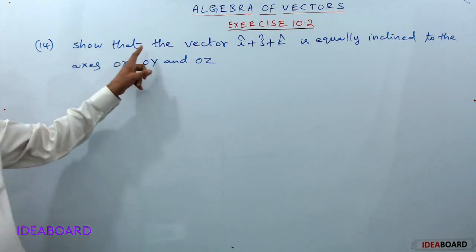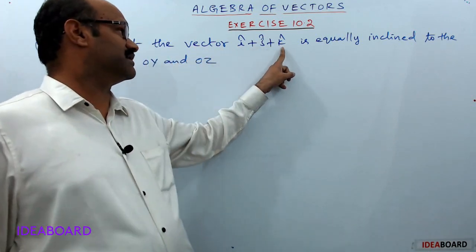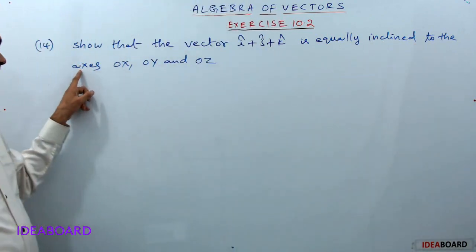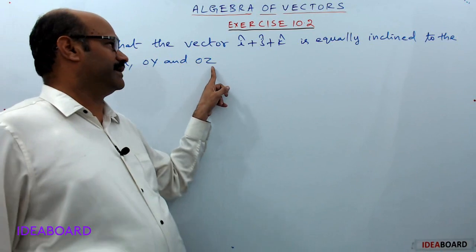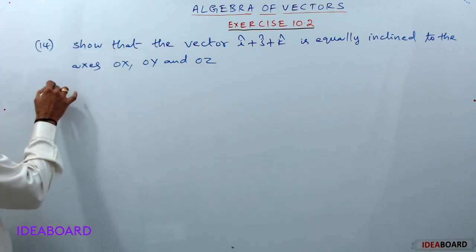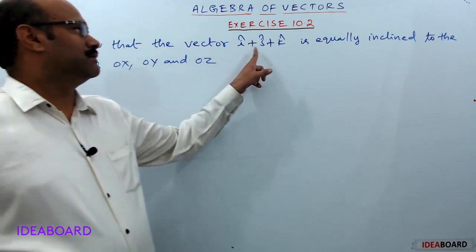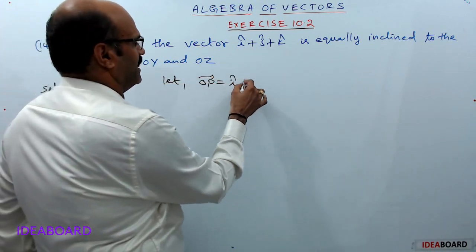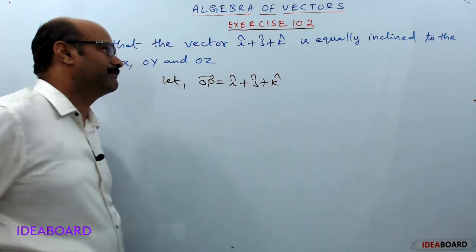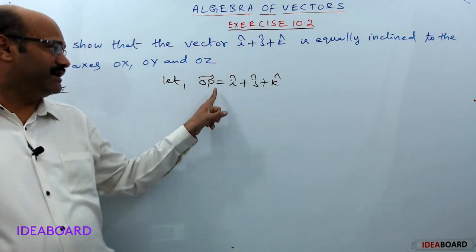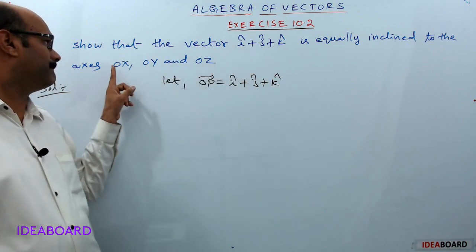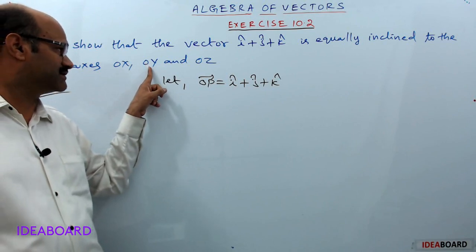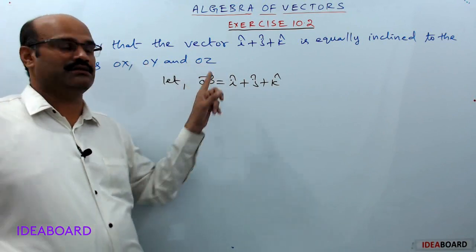Fourteenth problem: show that the vector i cap plus j cap plus k cap is equally inclined to the axes OX, OY and OZ. Let OP vector equal i cap plus j cap plus k cap. Let this vector make angles alpha with the x-axis OX, beta with the y-axis and gamma with the z-axis.